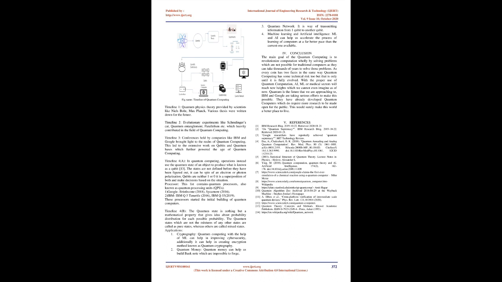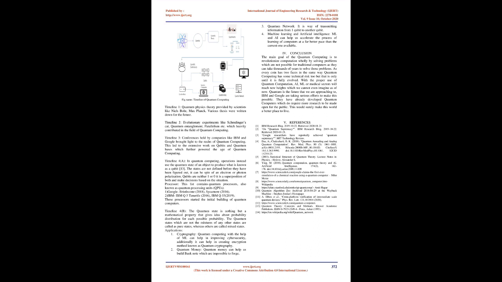3. Proposed methodology. Given below is the timeline of quantum computing. Timeline 1. Quantum physics theory provided by scientists like Niels Bohr and Max Planck. Various theses were written down for the future. Timeline 2. Evolutionary experiments like Schrödinger's cat, quantum entanglement, parallelism, etc., which heavily contributed in the field of quantum computing. Timeline 3. Conferences held by companies like IBM and Google brought light to the realm of quantum computing. This led to extensive work on qubits and quantum bases, which further powered the age of quantum computing.